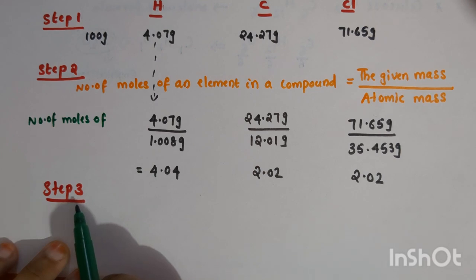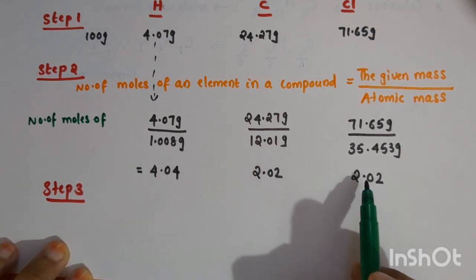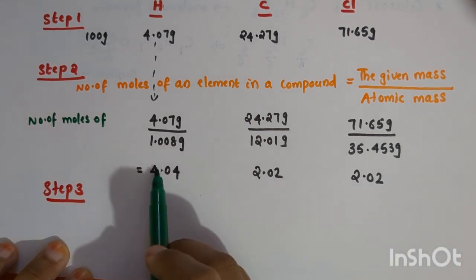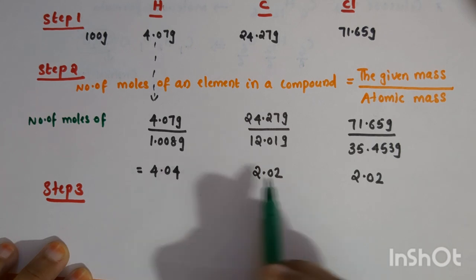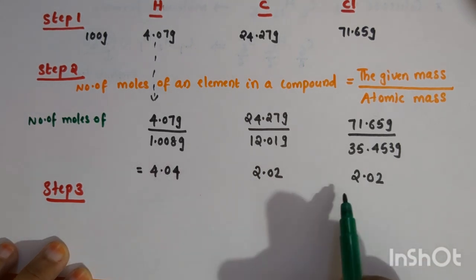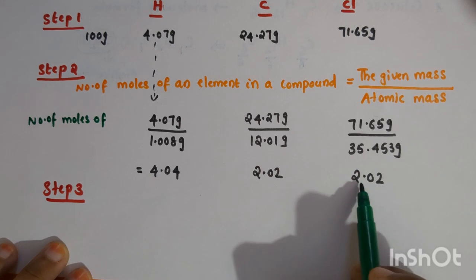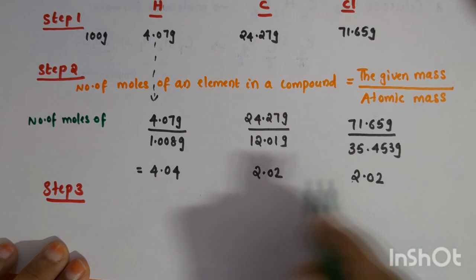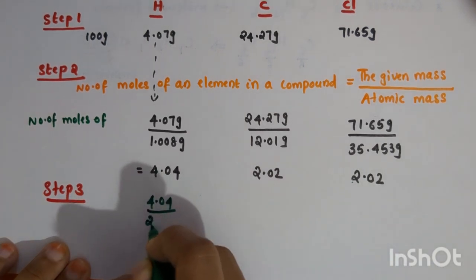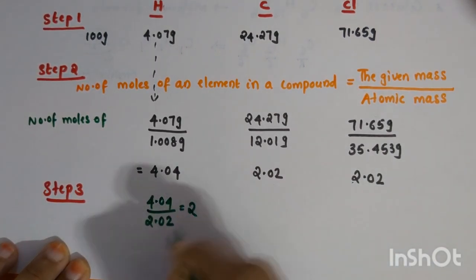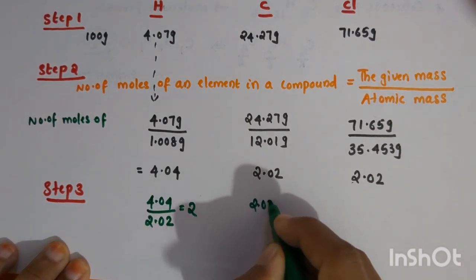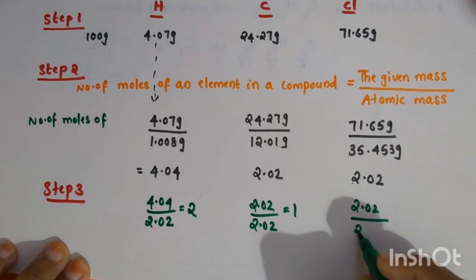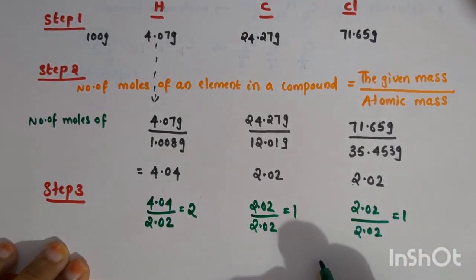Now the third step is to divide each of the mole values obtained here by the smallest number amongst them. So here these are the mole values obtained. We just want to divide these numbers by the smallest number among them. You see the smallest number is 2.02. So we want to divide each mole value by 2.02. So 4.04 divided by 2.02, when you do this, you will get 2. Similarly 2.02 divided by 2.02, you will get 1. Again 2.02 divided by 2.02, you will get 1.